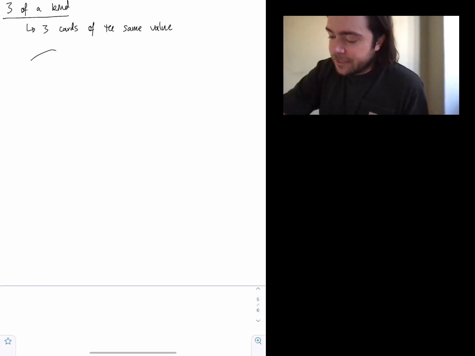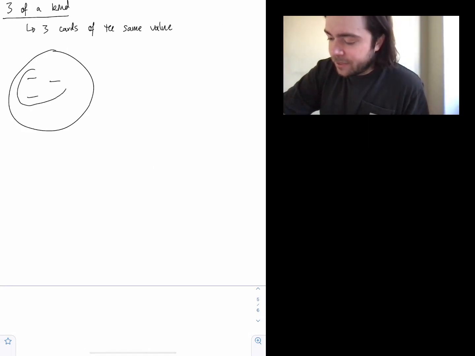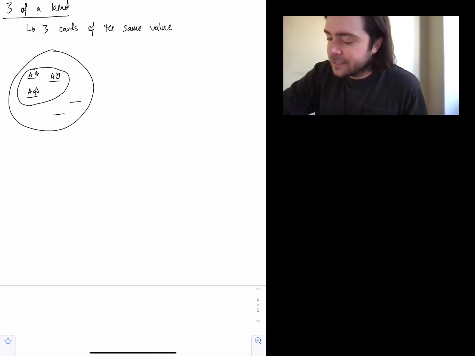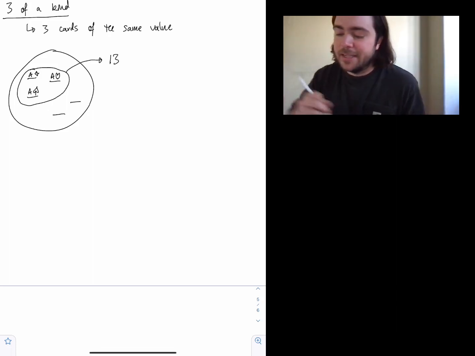All right, so we can picture our hand here. We have our 3 cards that make up our 3 of a kind, right? So maybe it's like ace of diamonds, ace of hearts, ace of spades, something like that. Then we have 2 cards left over. So let's try and count this. Let's start with counting this part. How many different value options do I have? Well, there are 13 different values, right? Ace through king. Any of those could be the value for my 3 of a kind.